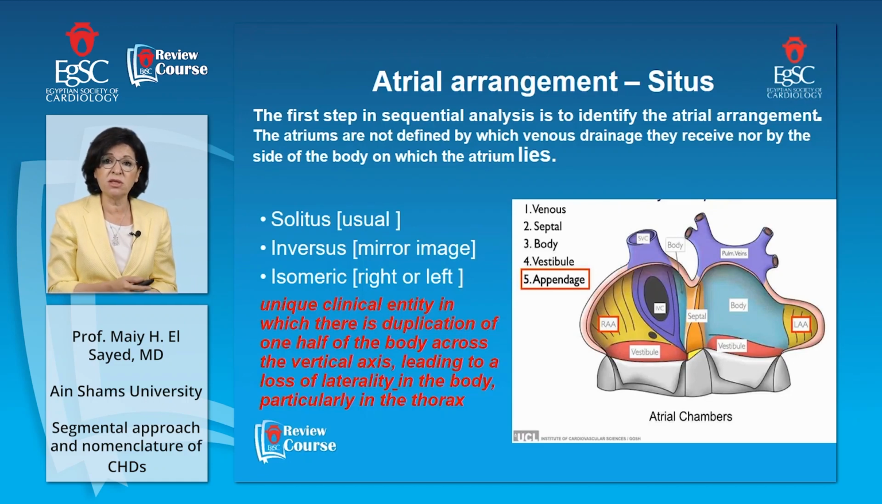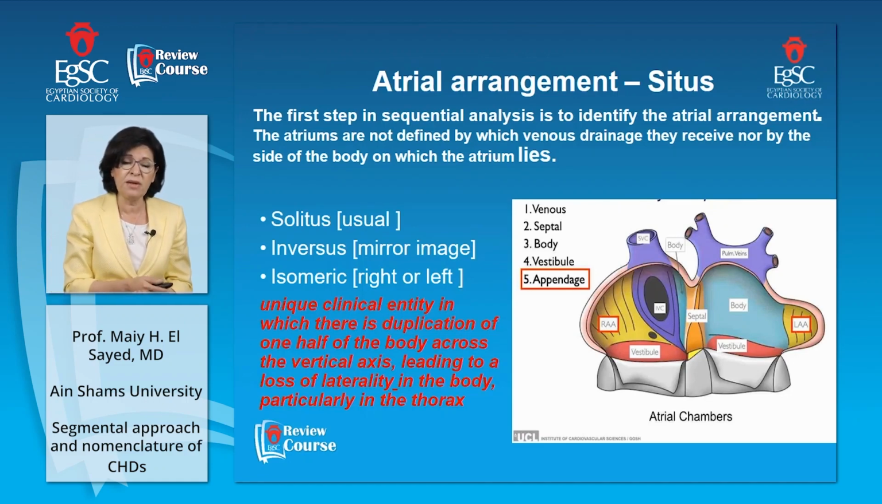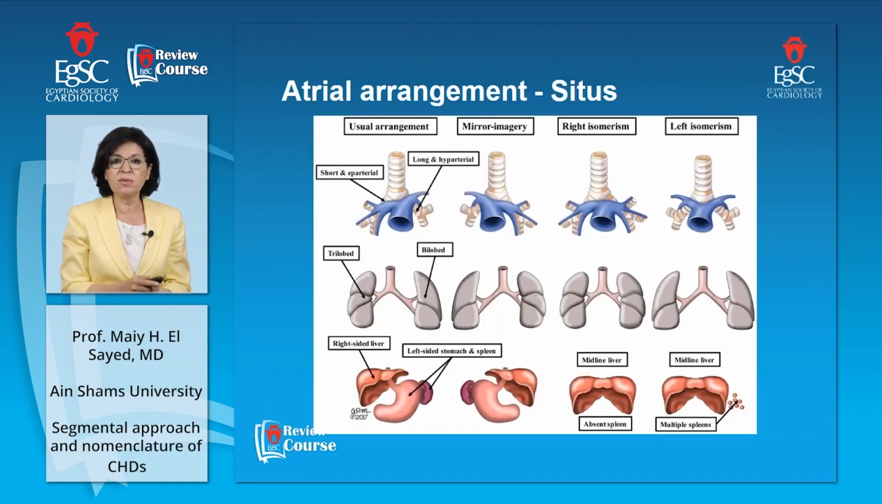We have either the situs solitus, where the right atrium is to the right, left atrium is to the left. We have the inversus, where the left atrium is to the right and the right atrium is to the left. And then we have isomerism. What is isomerism? This is a unique clinical entity where there is duplication of one half of the body along the vertical axis, and this only happens in the thorax and is quite rare. So you can get 2 right atria or 2 left atria. So let's see how this plays out.